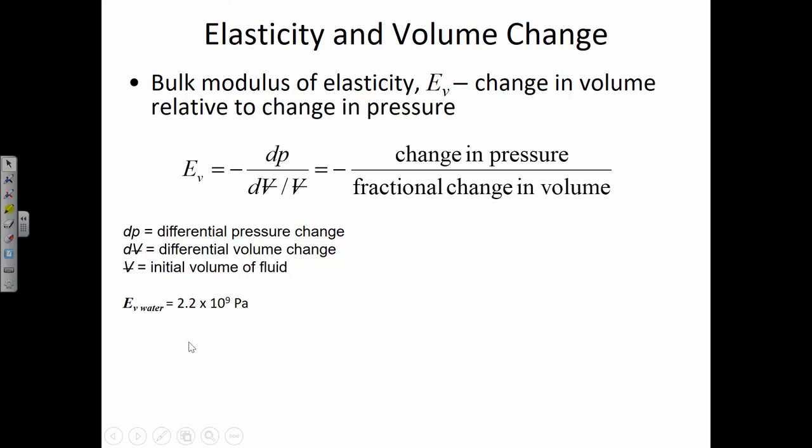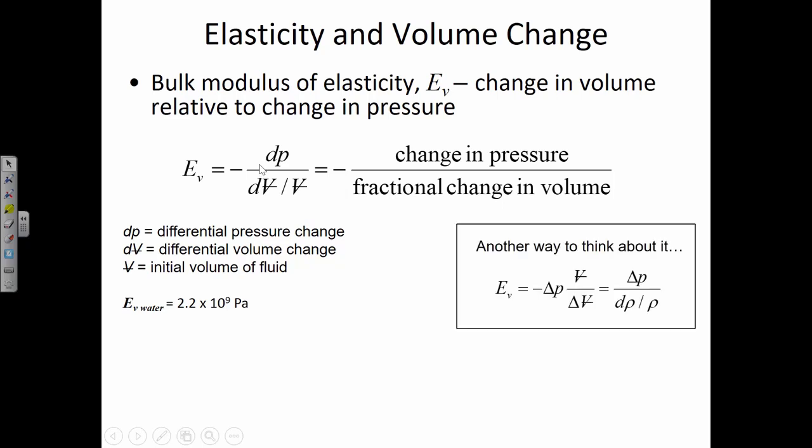The bulk modulus of elasticity for water is 2.2 times 10 to the 9th pascals. That's really high. So it requires an enormous change in pressure to have a small change in volume. Now another way to think about this formula is, dP is a change in pressure.